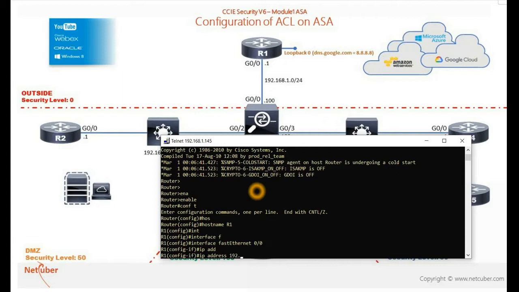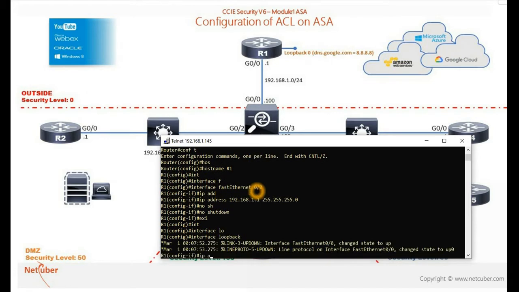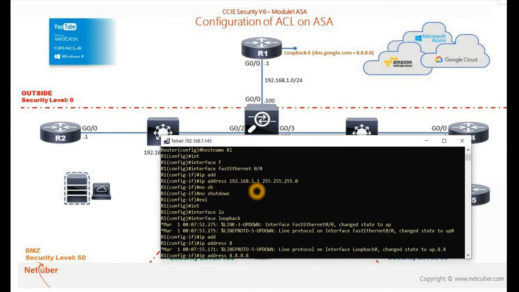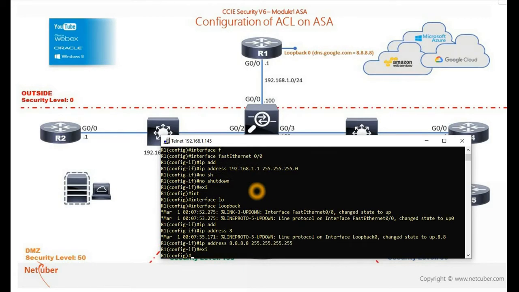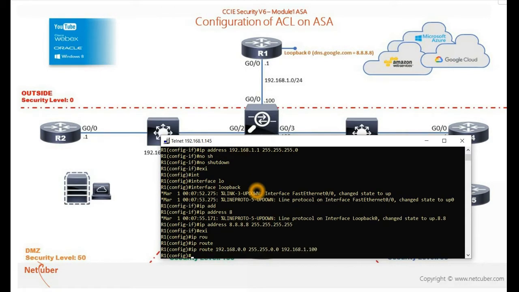192.168.1.1/24 is R1's address on FastEthernet. Loopback 0 IP address 8.8.8.8/32 we will assign. Then I need to create a static route, 192.168.0.0/16, which will be routed to ASA. This is to route the response back to R5.